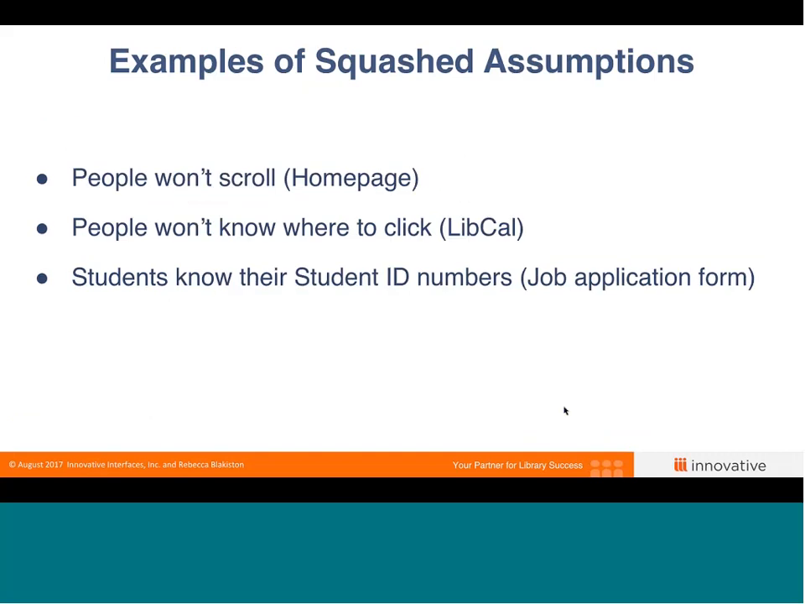I think I had this in the other one too, some other examples of squashed assumptions. We often hear that people won't scroll, and we did testing and found out that people do scroll. With LibCal, we found something related to where to click on the screen to reserve your room. We made an assumption that people would see it visually and completely understand it, and that wasn't the case. And with the student job application, which is the example I showed a little bit ago, students don't know there's a student ID number, and we assumed that they did.